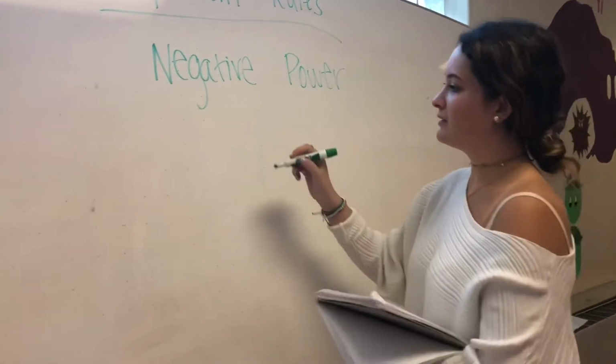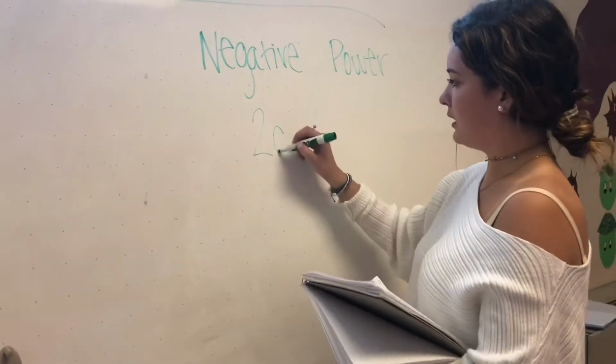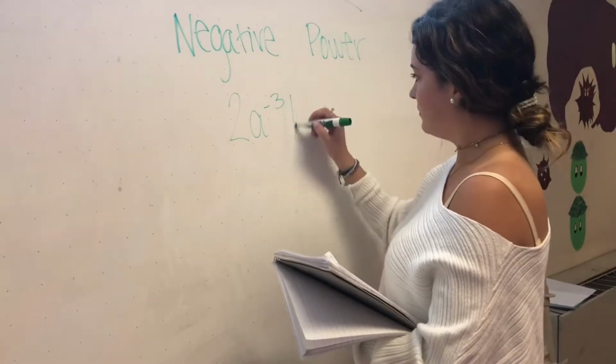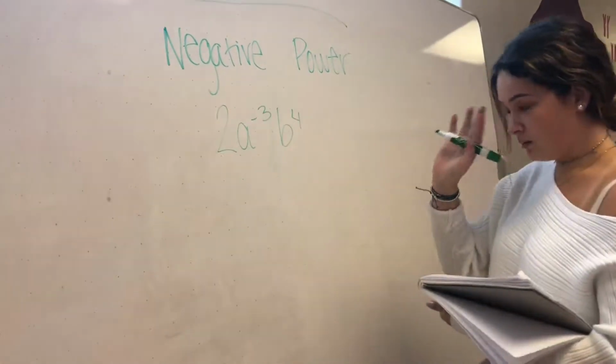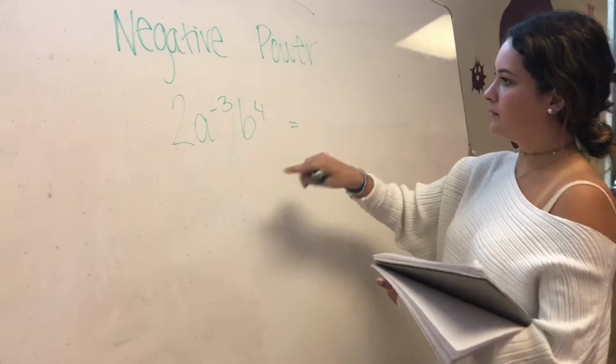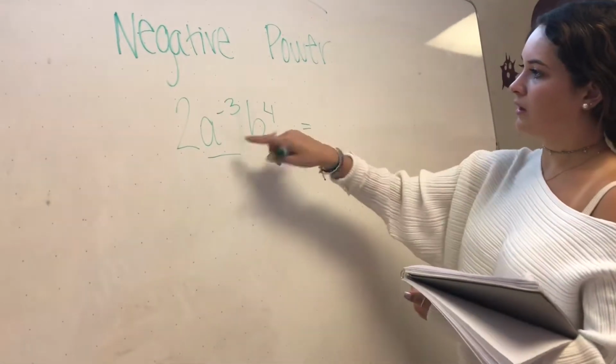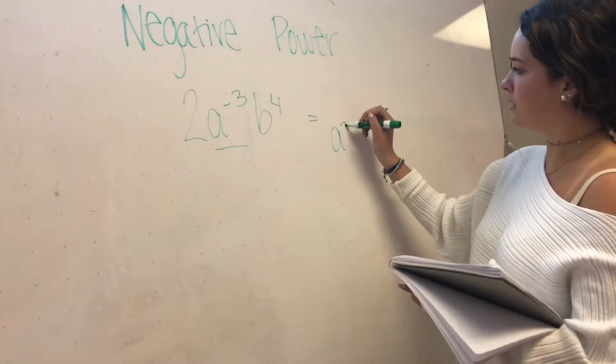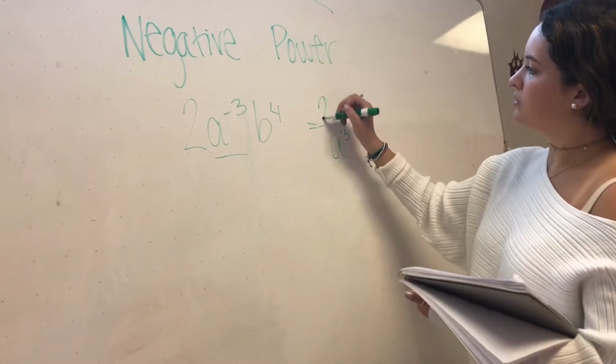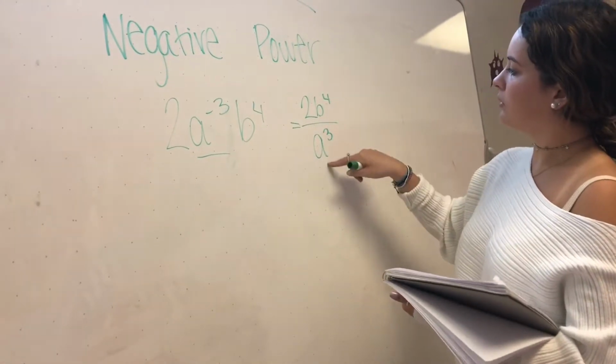The problem I have is 2a to the negative third and b to the fourth. So what you would do here is, since this is a negative 3, you would have to make sure that it goes to the bottom, so it changes to a positive 3. And then it would just be 2b to the fourth over a to the 3.